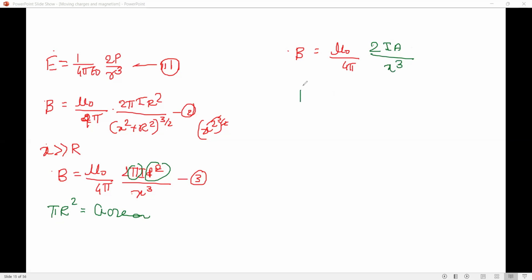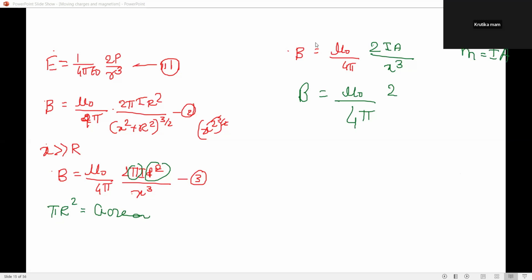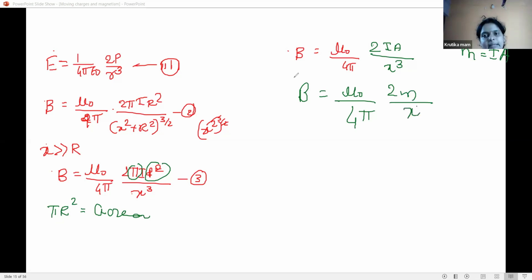Now B is equal to the last step, mu naught upon 4 pi. Keep this 2 as it is. The product of current and the area is called what? Magnetic dipole moment. So I into A is denoted by m. So it is 2m divided by x cube.